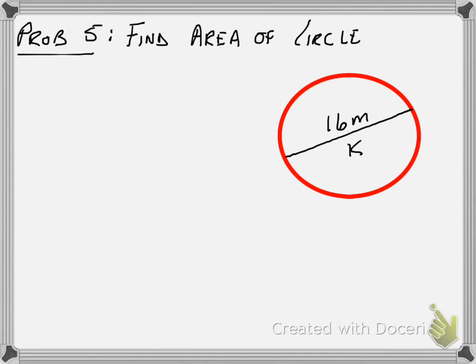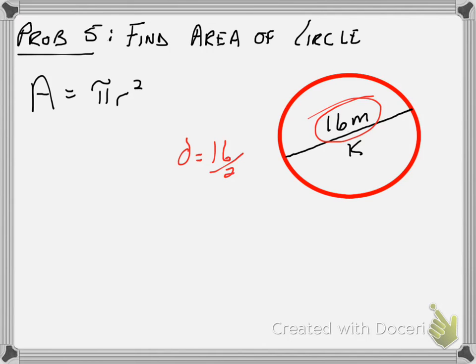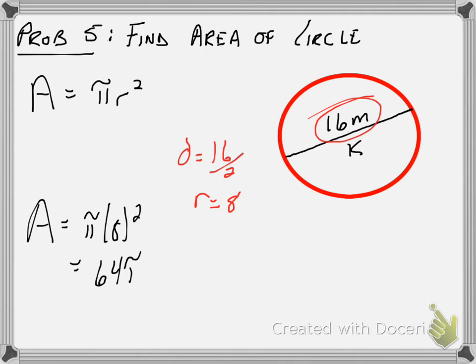Problem 5, finding area of circle. Area of a circle equals pi times r squared. Okay, that's your formula for area of a circle. So area equals pi r squared. They give me, in this particular circle, the diameter, which is 16. So if diameter equals 16, how do I find the radius? Just divide that by 2. So my radius in this case is going to be 8. So in order to find my area, I'm just going to take pi and multiply it by 8 squared, which is going to end up giving me 64 pi.